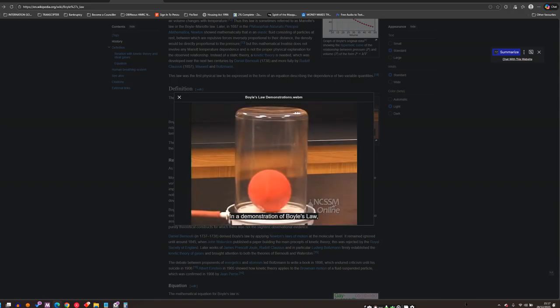In a demonstration of Boyle's law, we'll place a balloon in a vacuum bell jar. We'll apply a vacuum which pumps out the air in the bell jar. The pressure outside the balloon will be lower than the pressure inside. The balloon expands to try and equalize the pressure. Volume and pressure are inversely related to each other. When we release the vacuum, the pressure increases and the volume decreases.